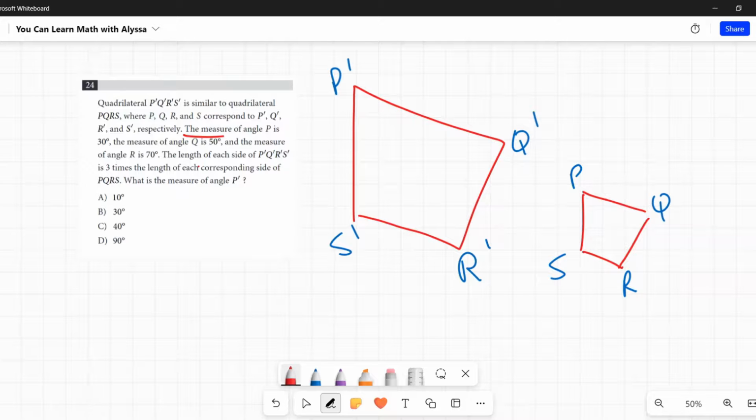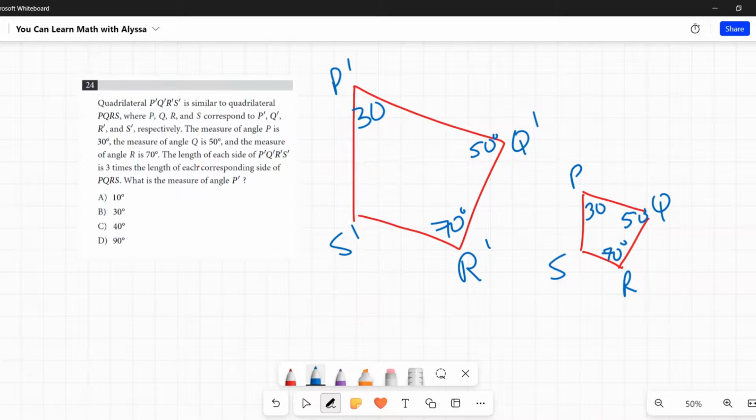Next sentence says, the measure of angle P is 30 degrees. Okay. Angle P here is 30 degrees. Well, the corresponding angle, P prime, is 30 degrees then. Corresponding angles are congruent. Next information, the measure of angle Q is 50. All right, so angle Q is 50, and Q prime would be 50. And the measure of angle R is 70. Okay, R prime would be 70.